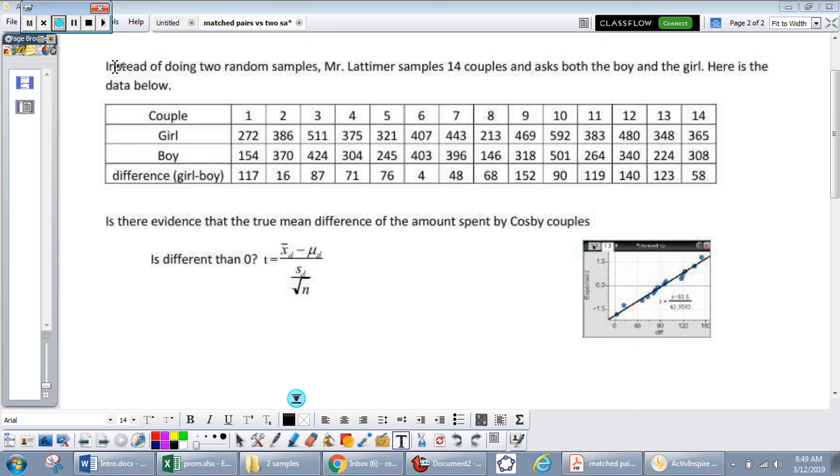Okay, so comparing what we just did on the previous one to this one, now what I've asked is I asked a sample of 14 couples how much they spend. So I've classified how much the boy and the girl spend. So there's a big difference between what we see on this one and what we see on the last one.